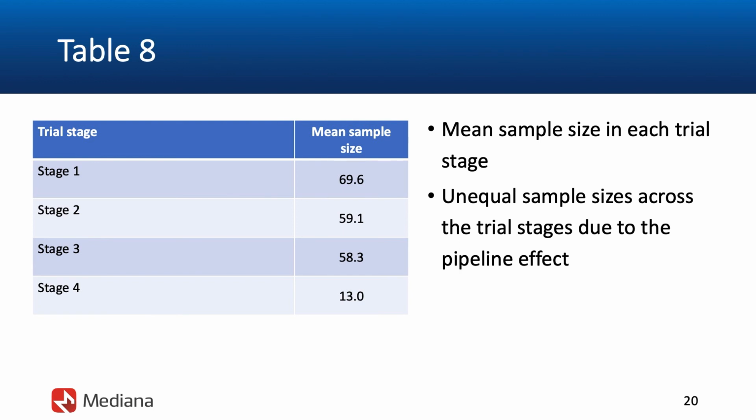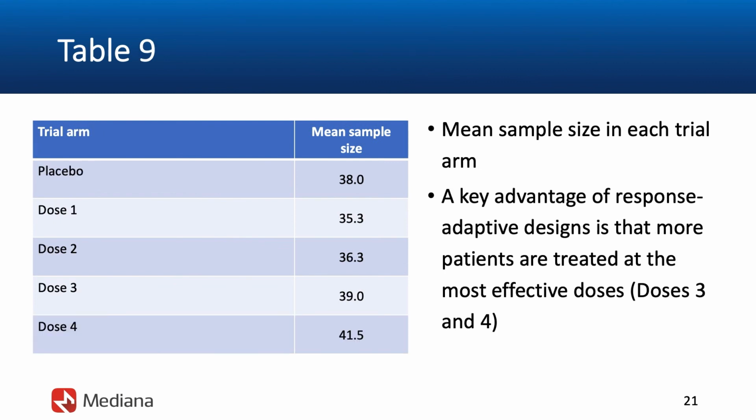And the ultimate goal here would be to go through this iterative process and ultimately arrive at a design that works best for a particular application, for a particular trial. The next table, table 9, also presents a summary of sample sizes, but it looks at the data from a slightly different perspective.